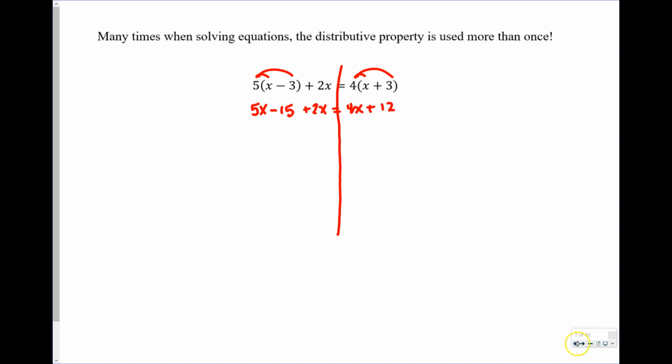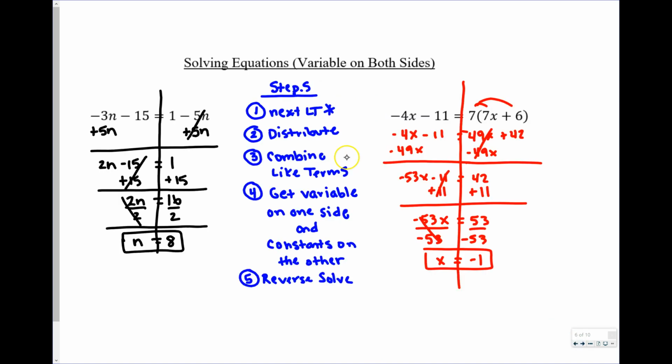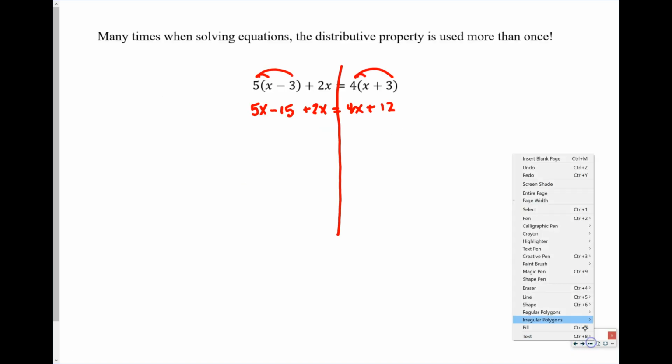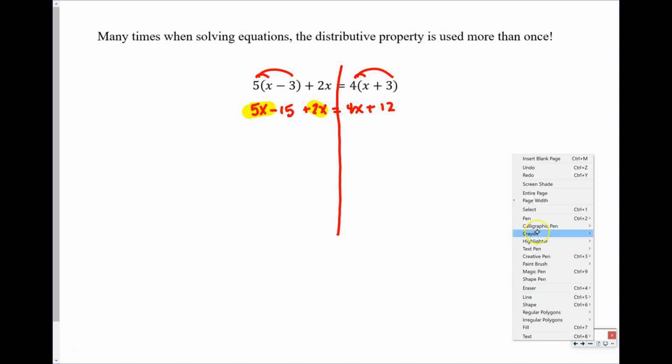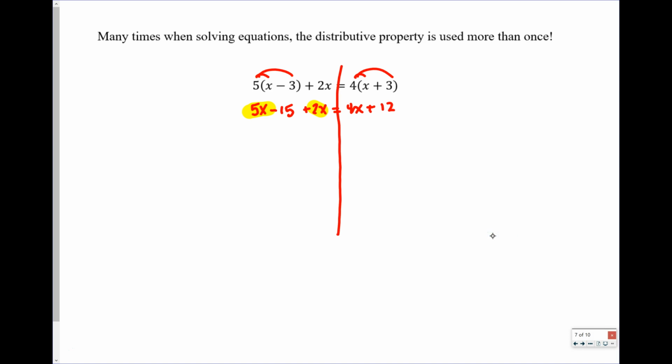Now I'm going to remember the step that I put down here, which is to combine like terms. So when I look on the left side, I'm going to use my highlighter, I see that 5x and 2x are like terms. So I've got to put those together first before I move anything around. So 5x and 2x gives me 7x. They're combined. Bring down the minus 15, then bring down whatever's over here. Now I can start moving my letters and my constants.